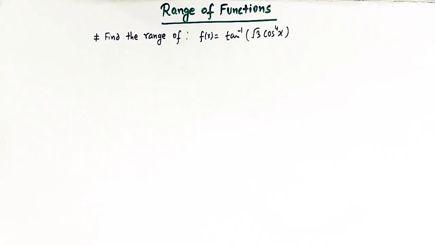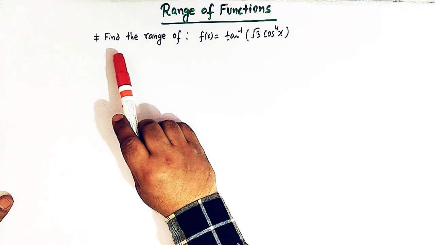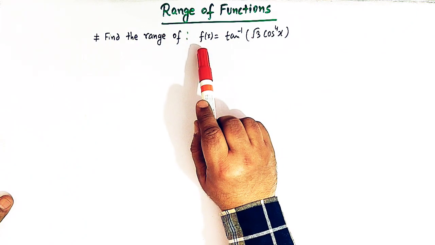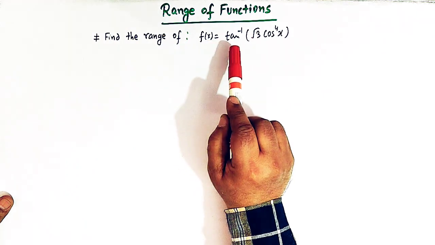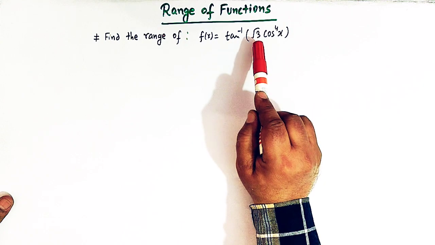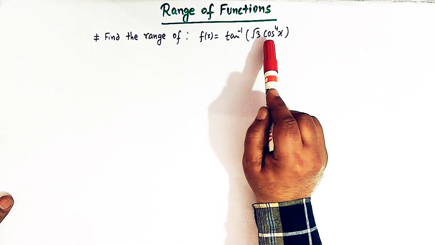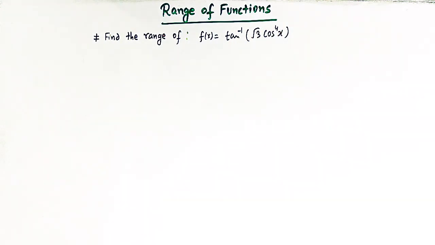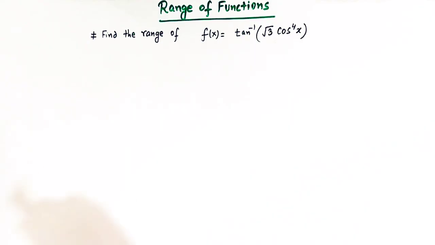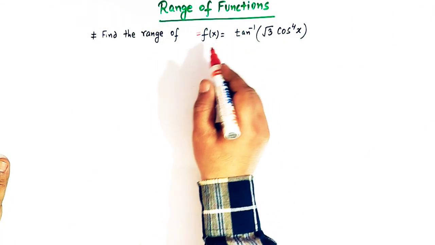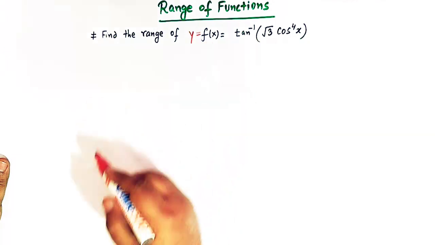Hello, viewers. In today's session, we are going to discuss two important problems related to finding out the range of functions. Let us first take this problem in which we have to find the range of the function f(x) = tan inverse of square root of 3 times cos x raised to 4. So now let us take this function as y = f(x).